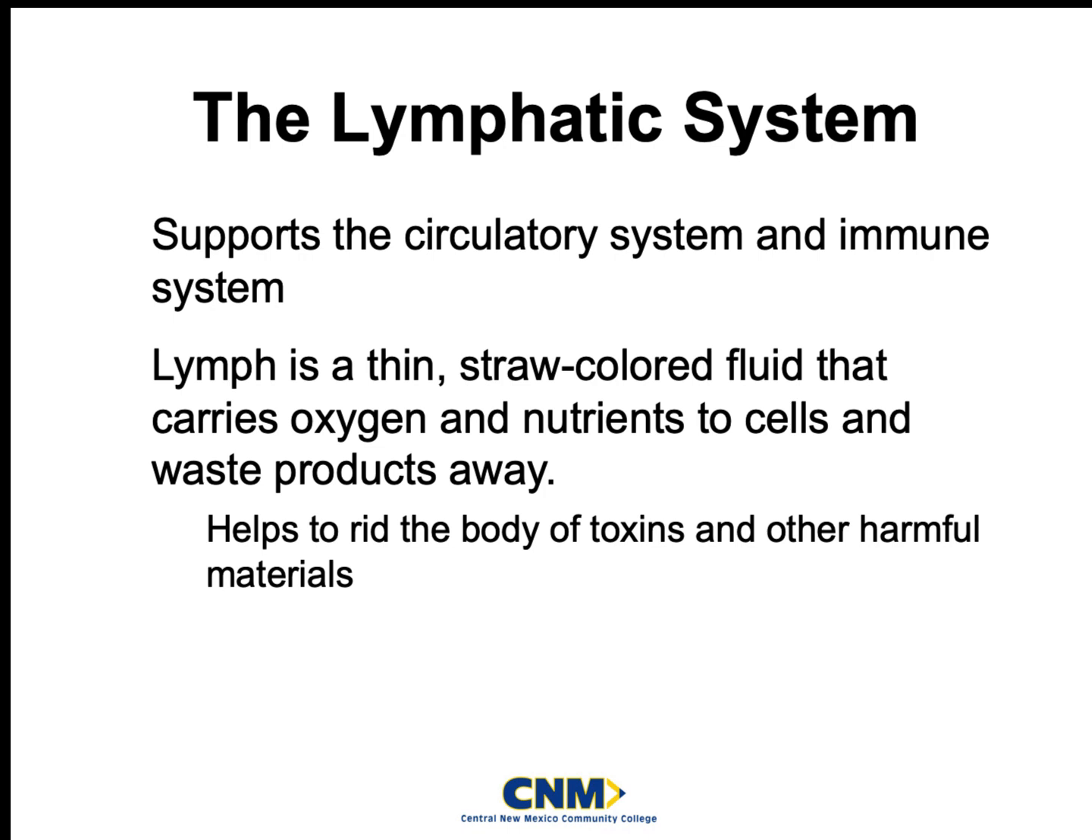And then we also have the thymus gland. Really, what the lymphatic system does is it supports the circulatory system and the immune system. It's a straw-colored fluid that carries oxygen and nutrients to cells and waste products away, and it really helps to rid your body of toxins or other harmful materials. Think of this as the cleansing system of the body.